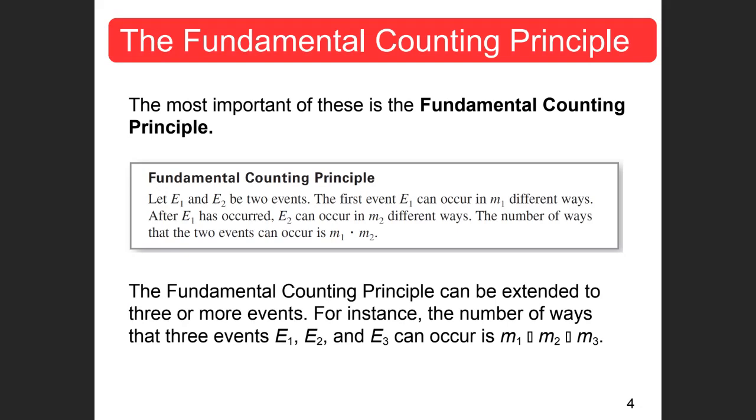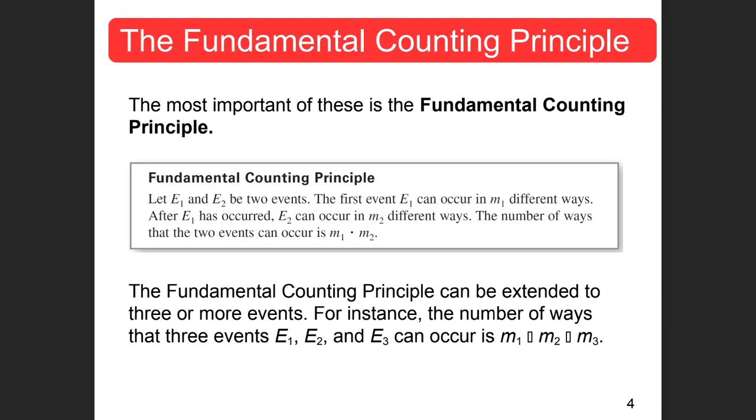The fundamental counting principle says that E sub 1 and E sub 2 are two events. The first event, E sub 1, can occur in m1 different ways, and after E sub 1 has occurred, E sub 2 can occur in m2 different ways. The number of ways that the two events can occur is m1 times m2, which now I'll put into English. What they're saying is, let's say we have a dice, okay?